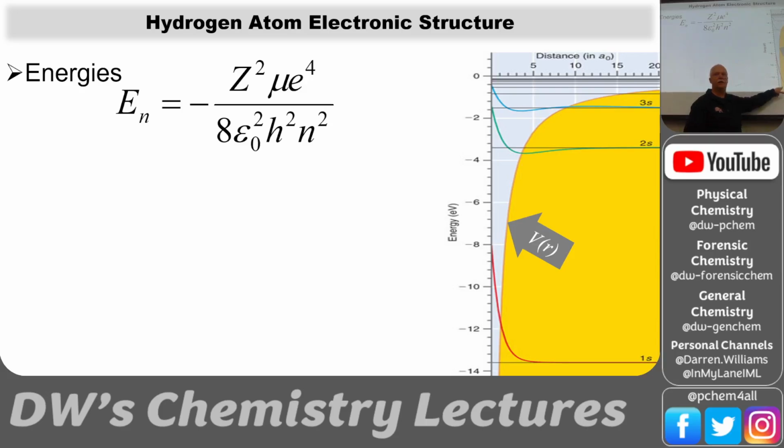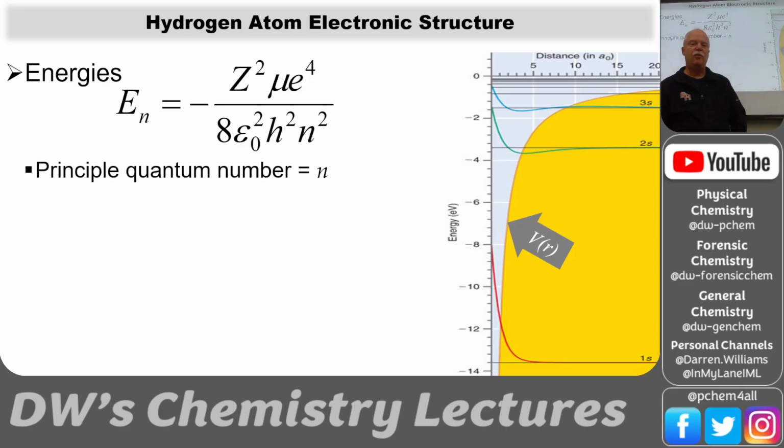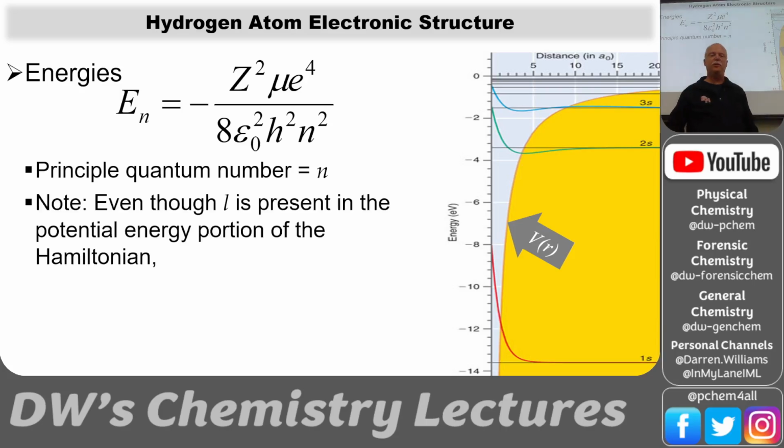But at this point, this 1s electron gets this close to the nucleus right here, and it has that potential energy. Because it's really close to the nucleus, it's really low in energy. So that's the lowest energy, so all our energies are negative. This principal quantum number n tells you how close you are to the nucleus. That's that radial distribution function. And even though L is present, L is that angular momentum quantum number.